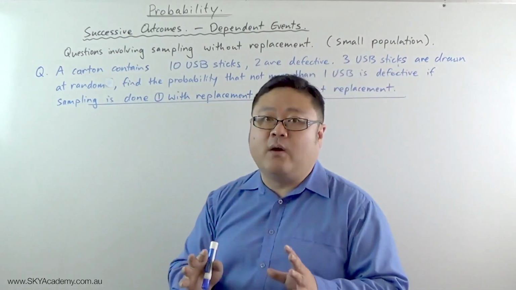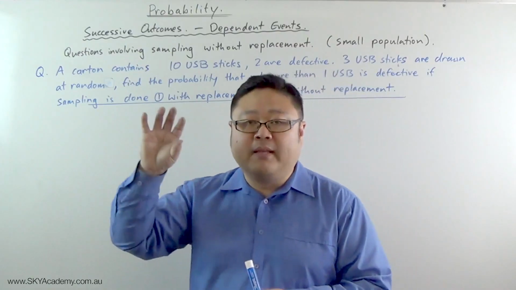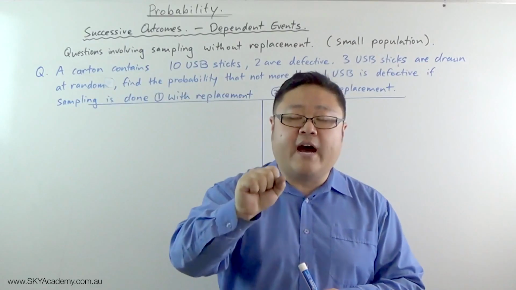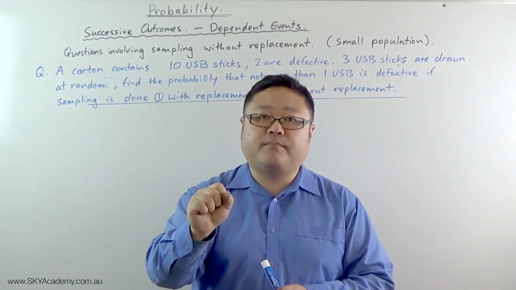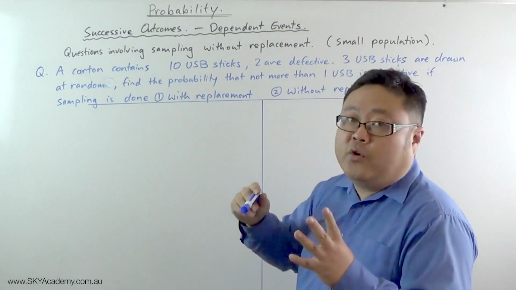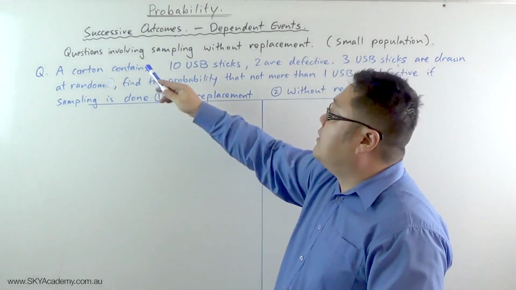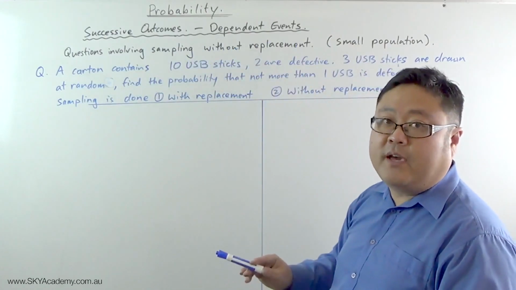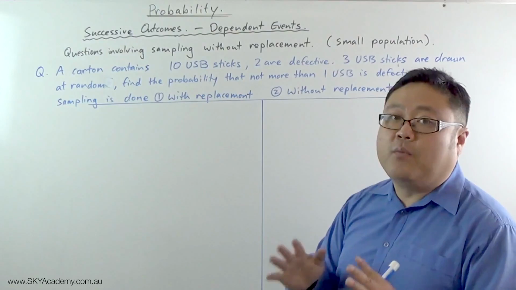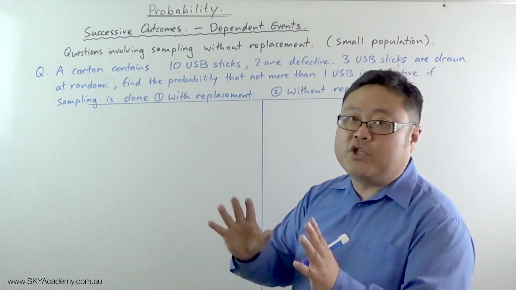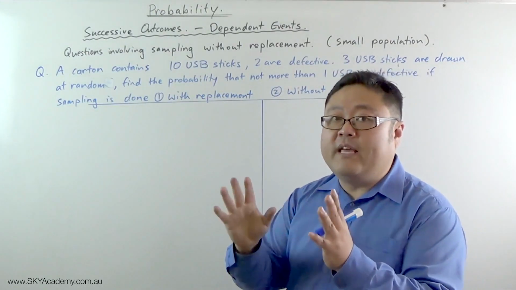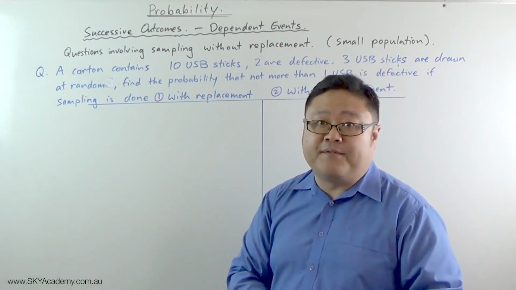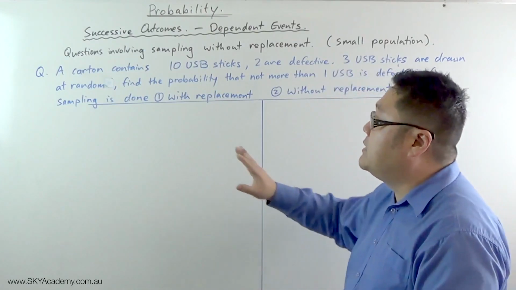Now, dependent events are ones where the probability of the second stage depends on what the outcome was the first stage. So a good example of these type of questions are questions involving sampling without replacement. Okay, without replacement. And I'll show you exactly what I mean. And we're going to do a question, one involving with replacement, one involving without replacement, so that you can see the difference. Okay, so let's have a look at this particular question.